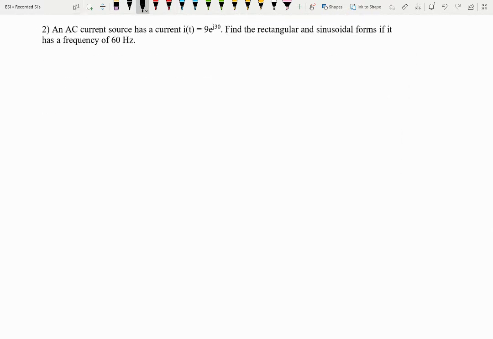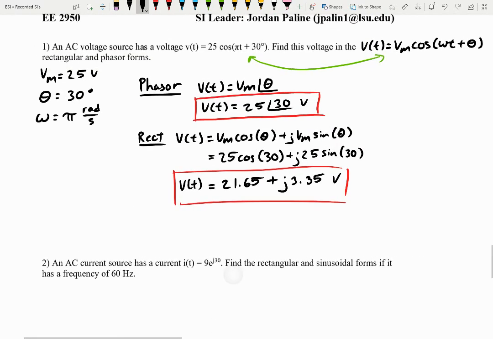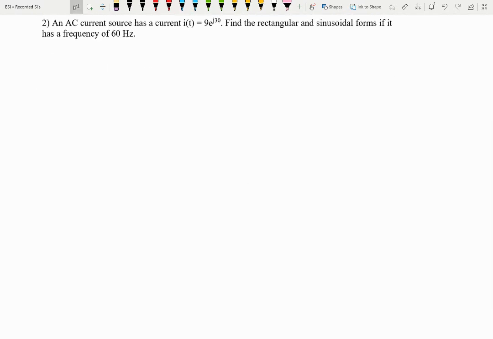Moving on here, let's take a look at what we got. Okay, so here we have an AC circuit current source. So now it's a current source instead of a voltage source. But now they give this to us in the complex form, and they want us to find this in the rectangular form and the sinusoidal form.